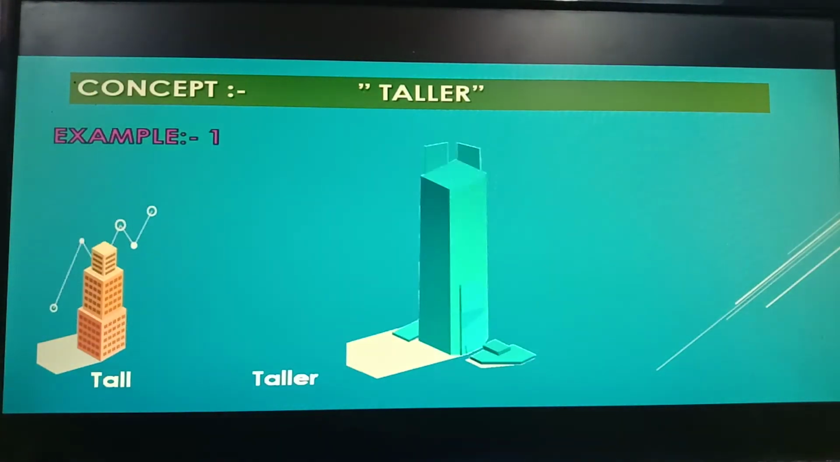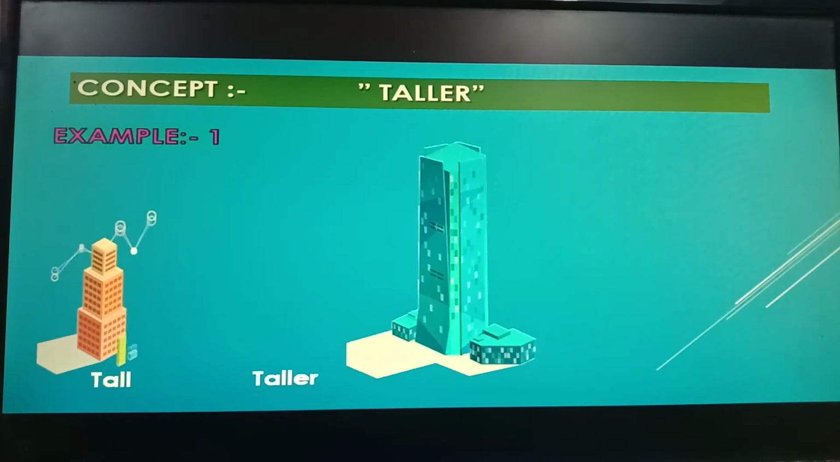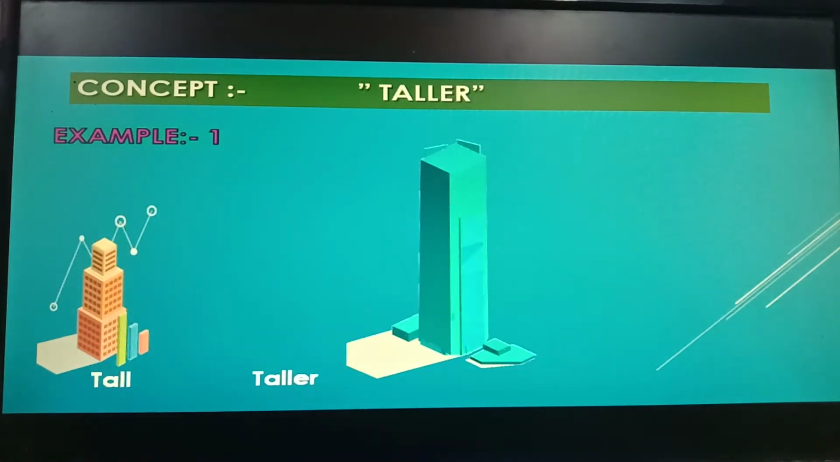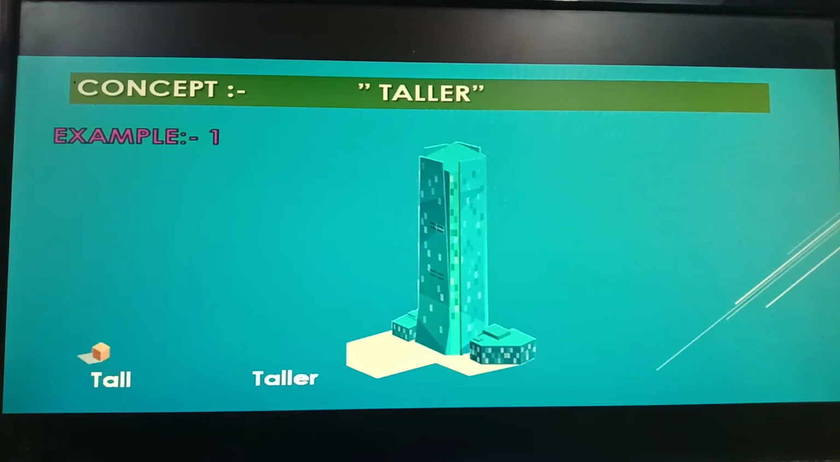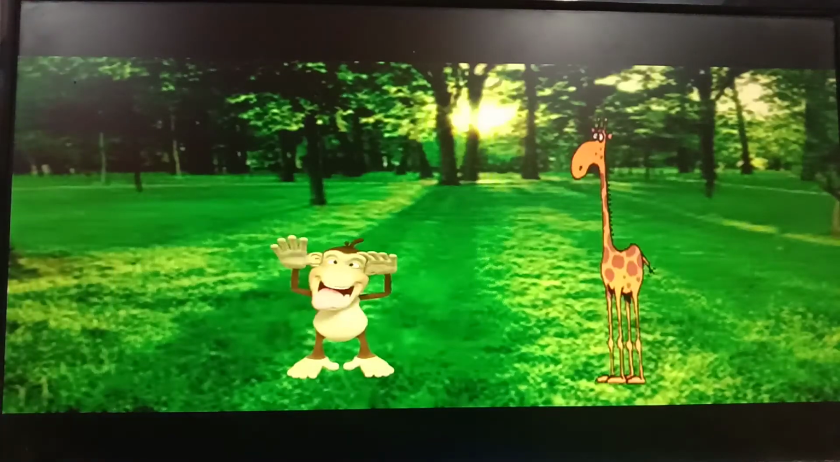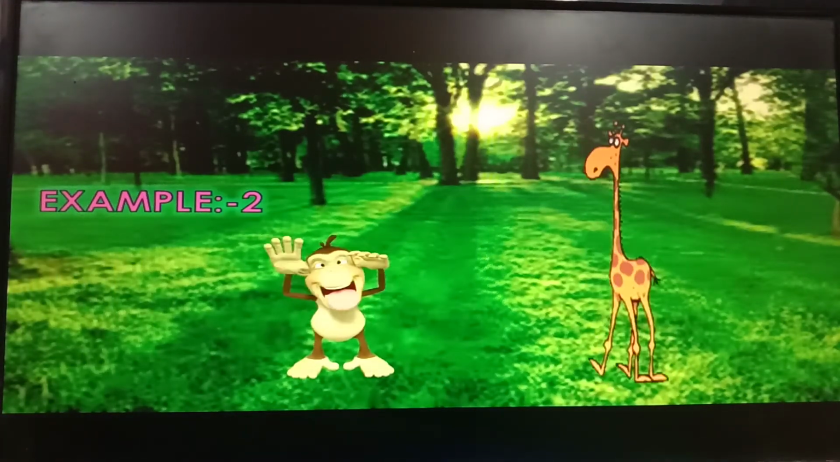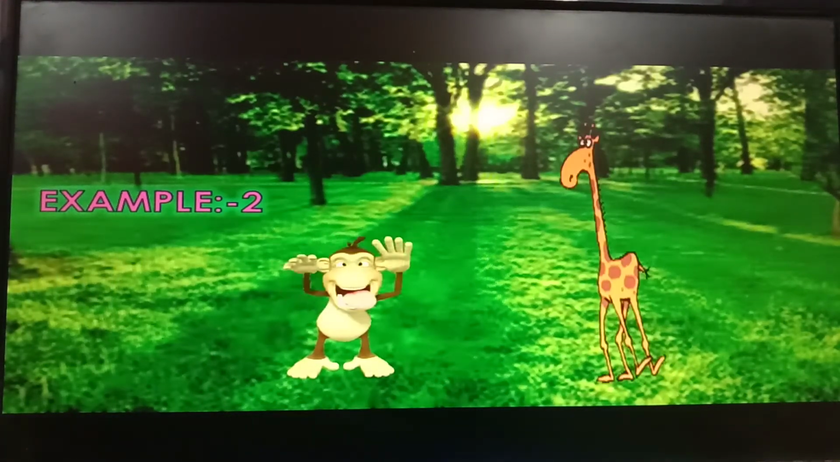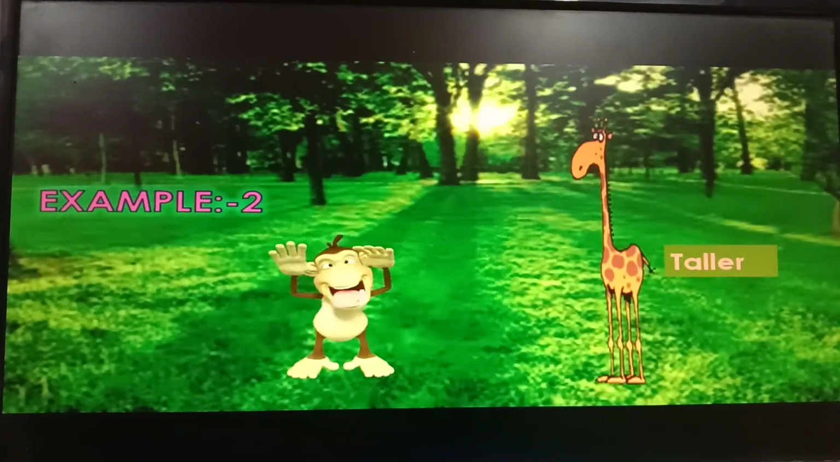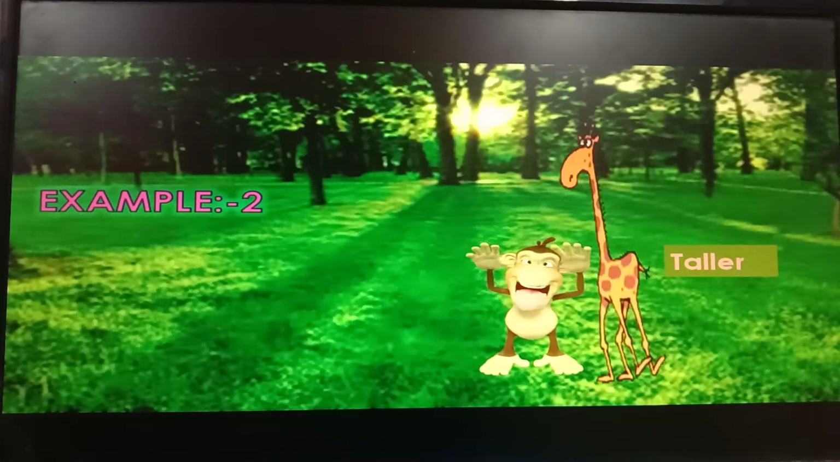Concept taller. Example 1. Two buildings are here with orange color and blue color. Orange color building is tall but blue color building is taller than orange color building. Example 2. Monkey and giraffe are dancing here. Giraffe is taller. You can see the difference.